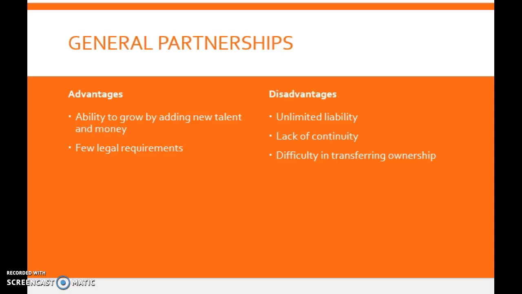Each partner is liable for all debts incurred by the partnership, even if they did not know about or agree to the new debt. Furthermore, there can be difficulty in transferring ownership, since no partner may sell out without the consent of the others.